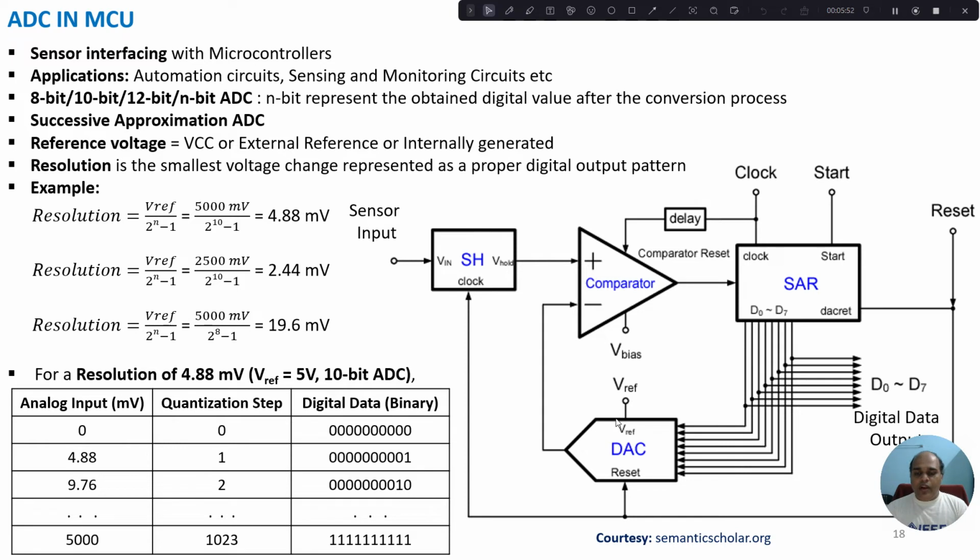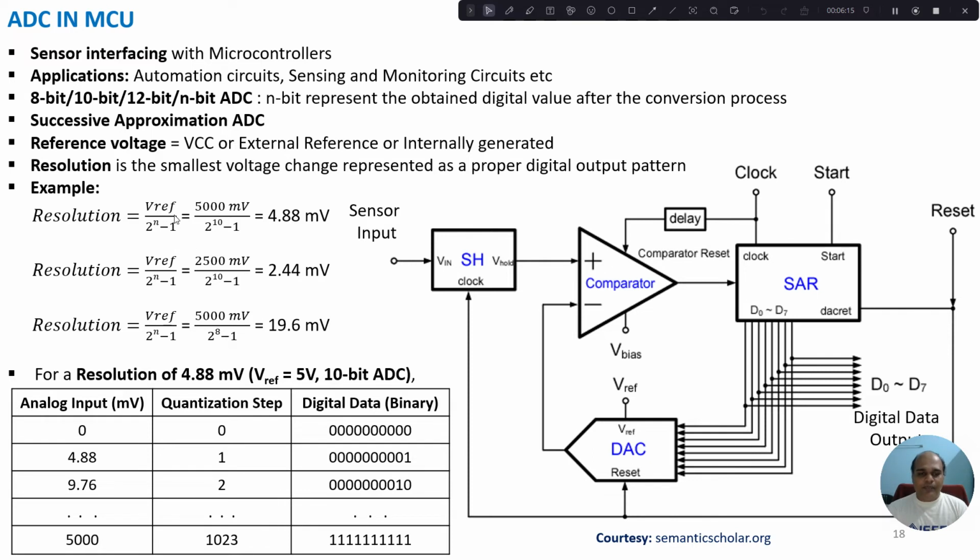And one of the important parameters of your ADC is its resolution. What is resolution? Resolution is nothing but the smallest voltage change represented as a proper digital output pattern. So for example, first let us try to compute the resolution. Resolution depends upon your reference voltage and the number of bits of the ADC.